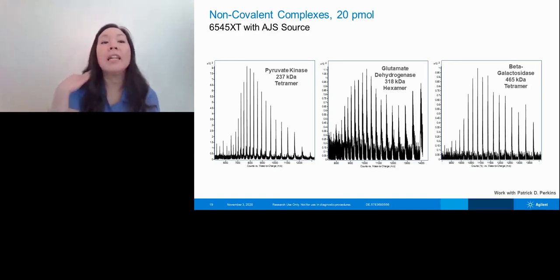So we went ahead and explored pyruvate kinase, which is a 237 kilodalton homotetramer, and then glutamate dehydrogenase at 318 kilodaltons, which is a hexamer, and then beta-galactosidase at 465 kilodaltons, and that's another tetramer. So you can see it is spanning across the mass range, which is one of the benefits of the 6545 XT. That is one of the systems that does go to the extended mass range of 30,000 m/z.